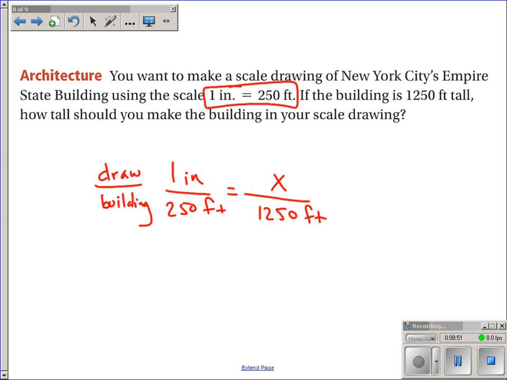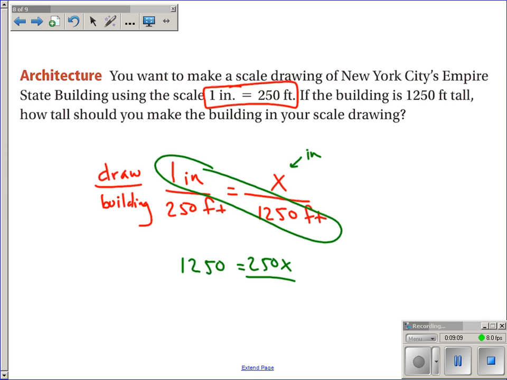And I will cross multiply, and I can kind of forget about the units because it'll work out that this unit will be in inches. You could convert, but it would get really messy if you did. So I'll just forget about the units and say 1,250 is equal to 250x. Divide both sides by 250. And x is equal to 5, and so the answer is 5 inches.